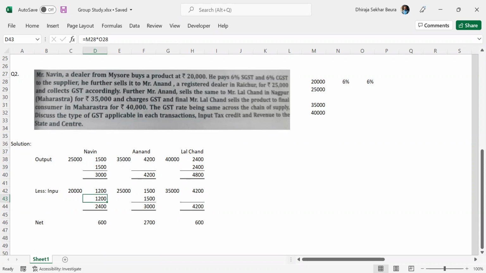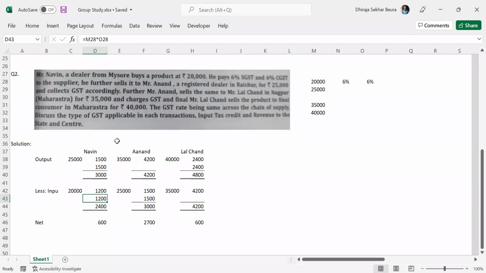Okay. So moving forward with the question, further Mr. Anand sells the same to Mr. Lalchand in Nagpur, Maharashtra for 35,000 and charges GST. Let's stop here. So the next transaction is selling it to Mr. Lalchand. As you can see, this is interstate now.